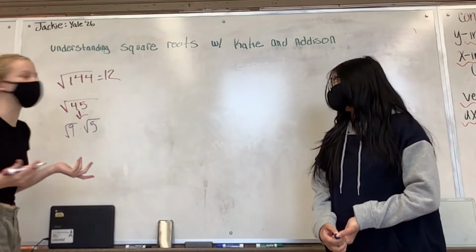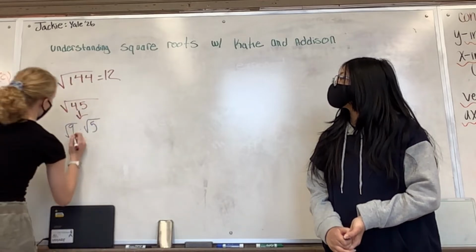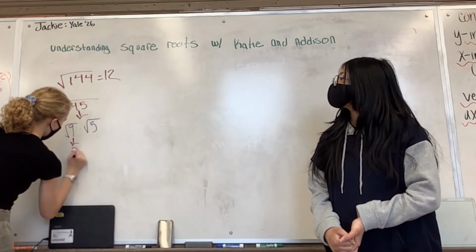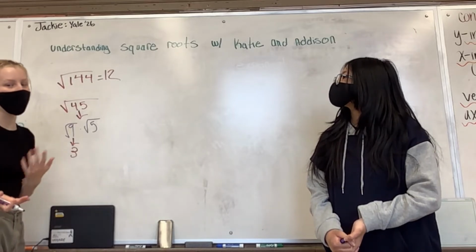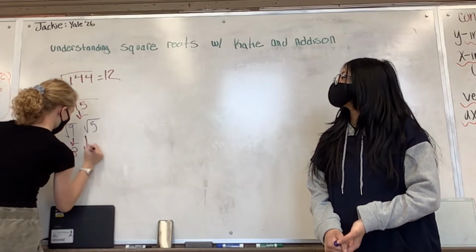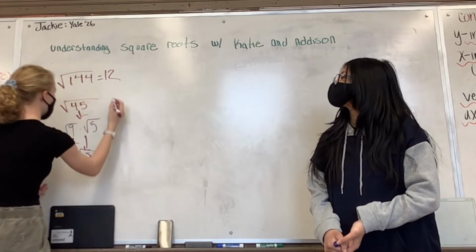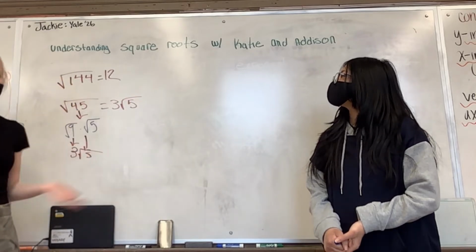So how you solve this: the perfect square, 9, would just turn into 3. Since the 5 does not have a perfect square in it, you keep it the same and bring it down. So the answer to this is 3 square root of 5.